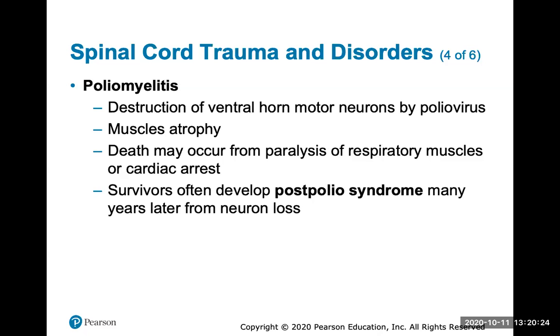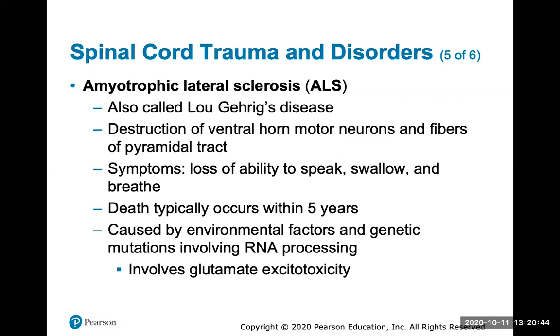Poliomyelitis is destruction of the ventral horn motor neurons by the poliovirus, where your muscles will atrophy. Death may occur from paralysis of the respiratory muscles, especially your diaphragm, or of cardiac arrest. Survivors of polio often develop post-polio syndrome many years later because they've lost so many neurons that they can't get back.